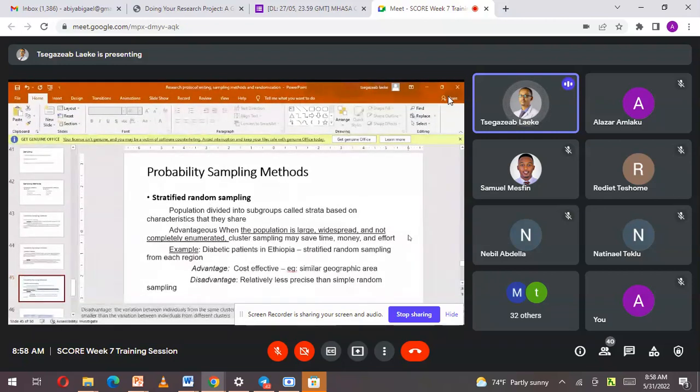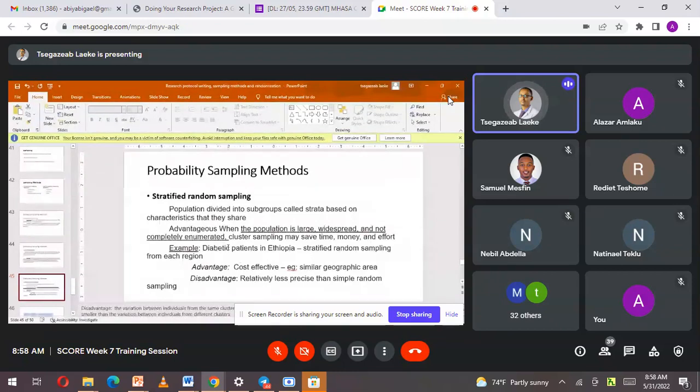So the advantage is it's cost effective, because as I mentioned, you take patients from a similar geographic area. But the disadvantage is, let's say that you want to see treatment outcome of diabetic patients or risk factors for diabetes. The disadvantage is that when you take patients from a similar geographic area, the risk factors might be similar.